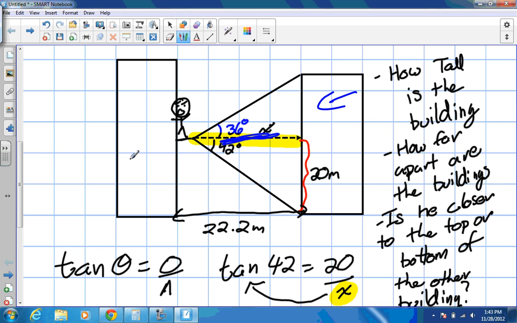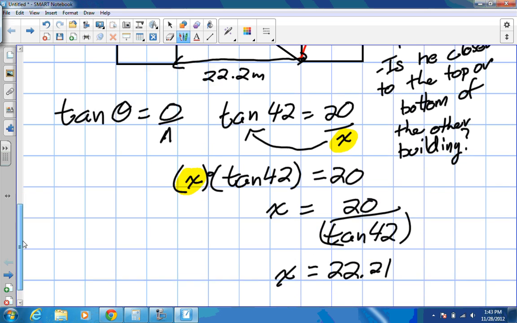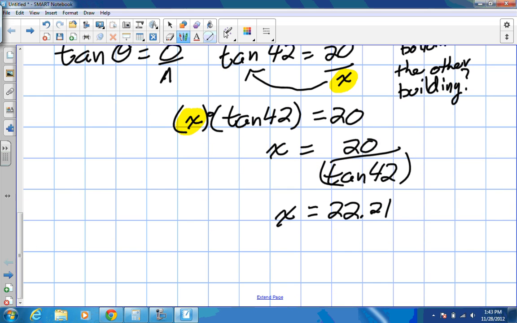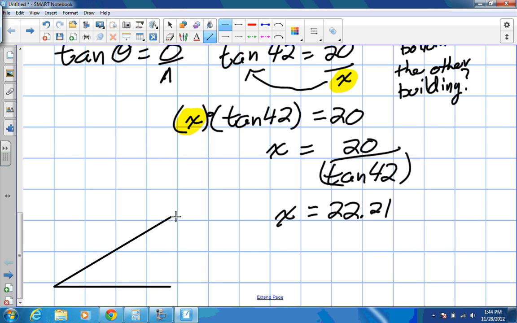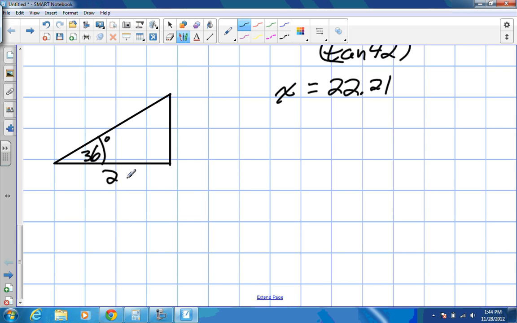Let's recreate the other right-angle triangle at the bottom. The other right-angle triangle looks something like this. It had an angle of elevation of what? Anyone remember? 36. Okay. The angle of elevation was 36 degrees. And how long was this base? We just figured it out. Good. So 22.2 meters. So Callum's balcony was roughly this high.